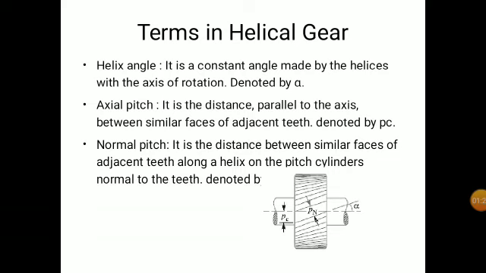Then axial pitch, denoted by PC. It is the distance between a helical tooth and the central axis, meaning the parallel distance between the helical tooth and the central axis. Next is the normal pitch. Normal pitch is the distance between two helical teeth.